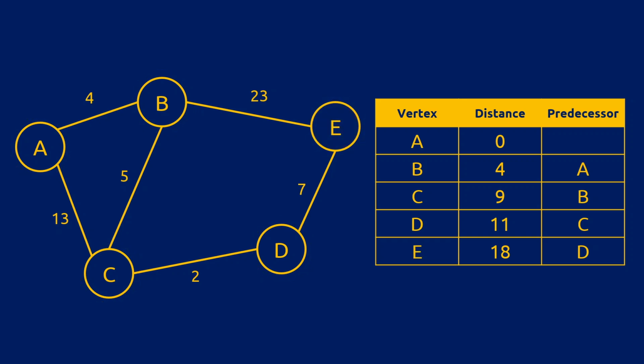Now we have the shortest distance from A to every other vertex, and we can also find the exact shortest path by looking at the predecessors and recursively traversing the graph. That was Dijkstra's algorithm. I hope you learned something new.